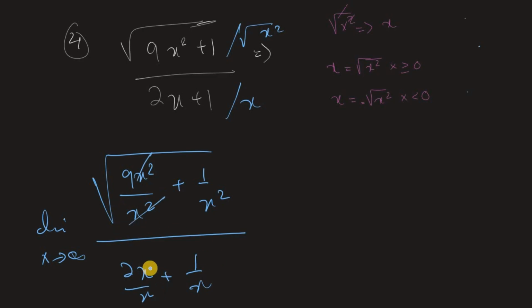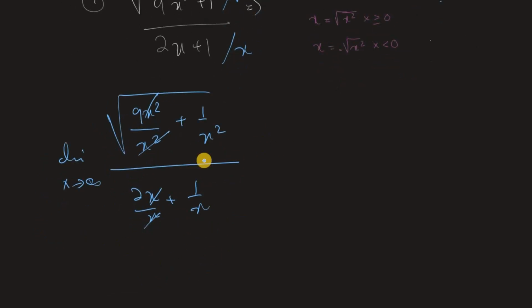Now let's do some factoring. So x cancels out, and we're left with this, and we can put our limit inside. If we put our limit inside, here is our square root of 9, which is going to be 3. Then 3 plus 1 over x squared, and that x squared will simply be replaced by infinity. Then I have 2 plus 1 over infinity.